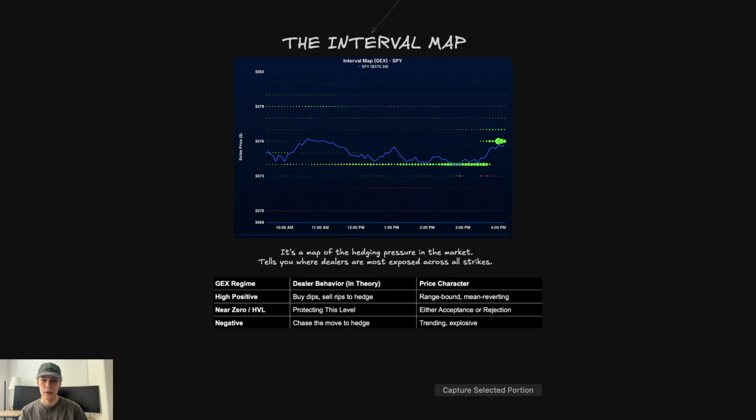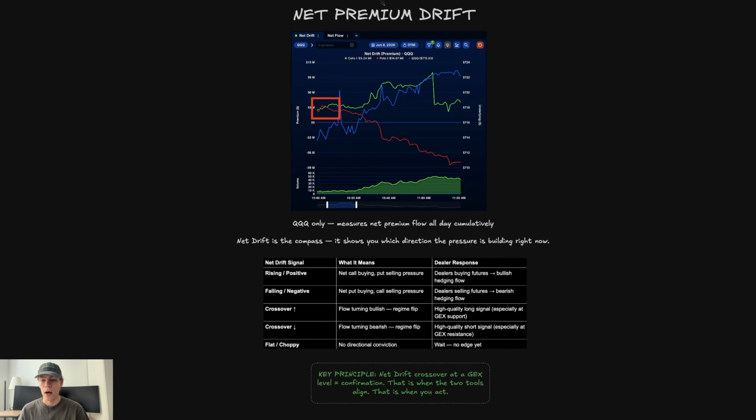So this is exactly the difference between end-of-day levels and real-time levels. Real-time levels are way more sophisticated, way more precise, because you can really track them in real time. And that's the whole thing of gamma exposure. It cannot be static. The next tool that you have to combine with gamma exposure to be way more precise is net drift. Net drift measures the net premium flow coming into the market in real time.